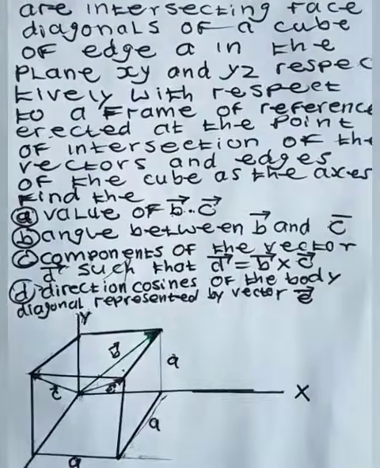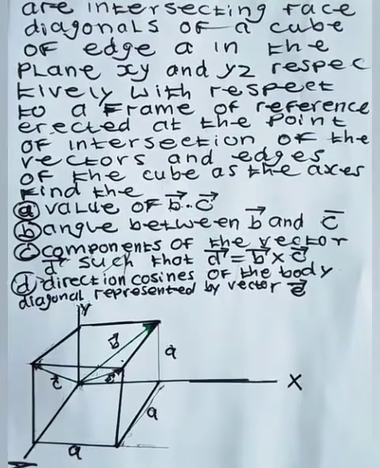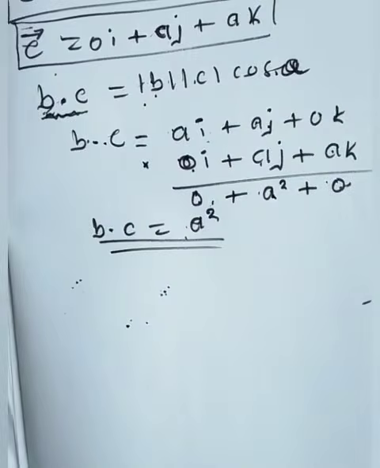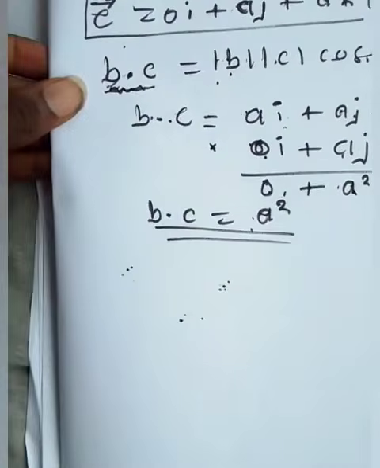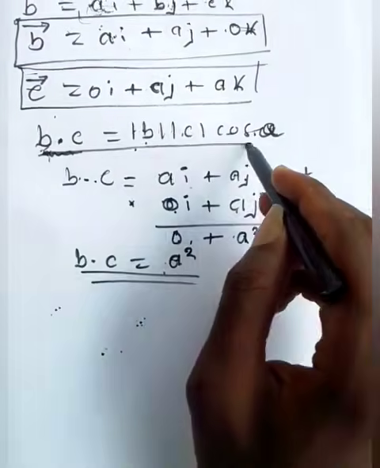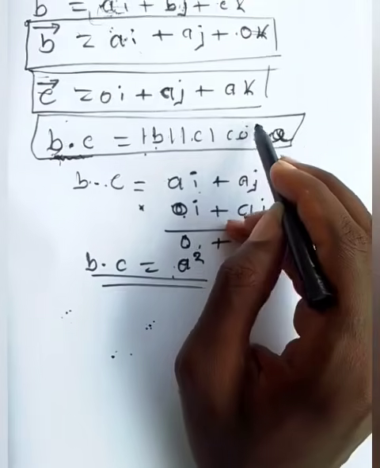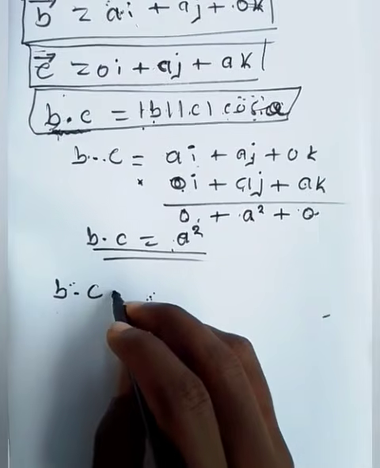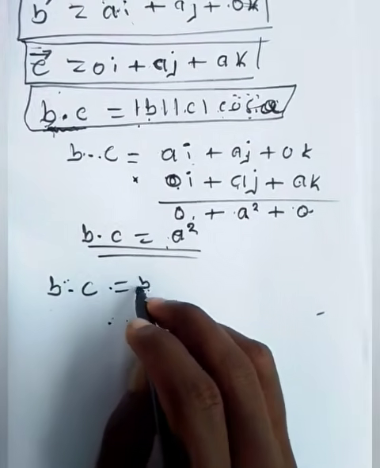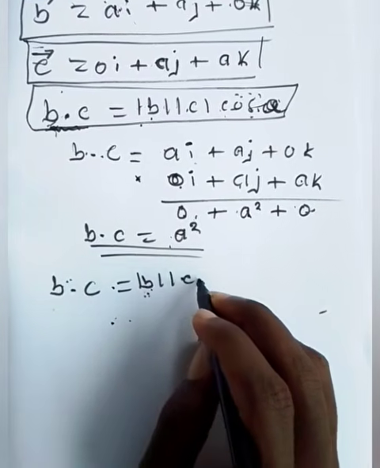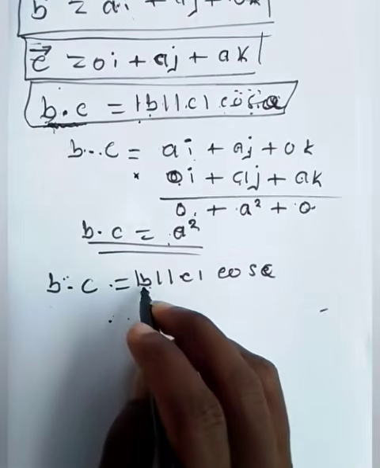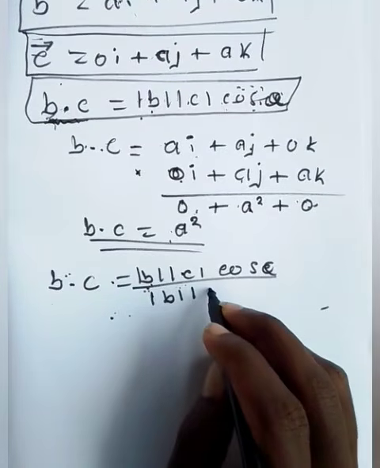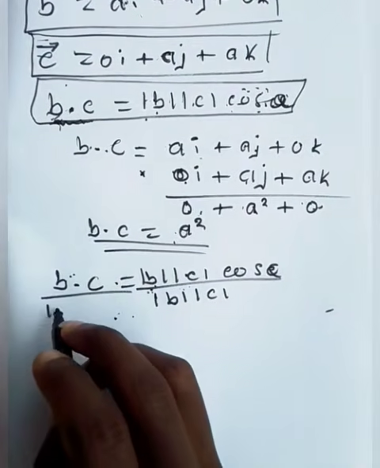So the next question is saying that find the angle between B and C. Between B and C. So this is where now we are going to come back to this formula. This formula here. So our goal will be to make cos theta the subject. So remember, the dot product of B and C is equal to their magnitudes times cos theta, right?